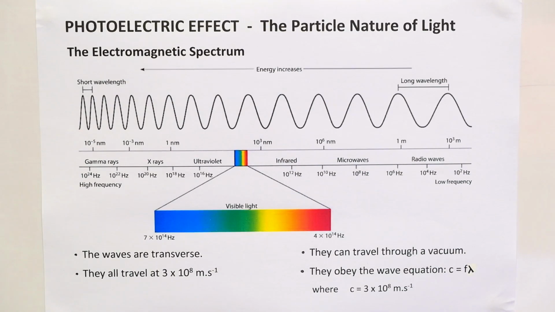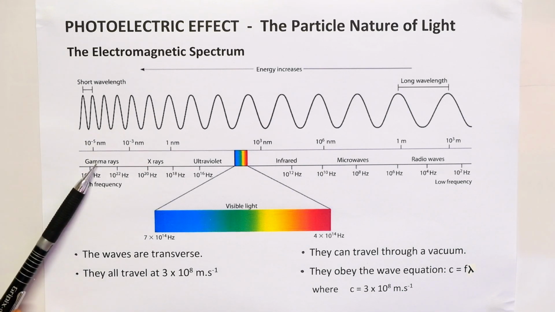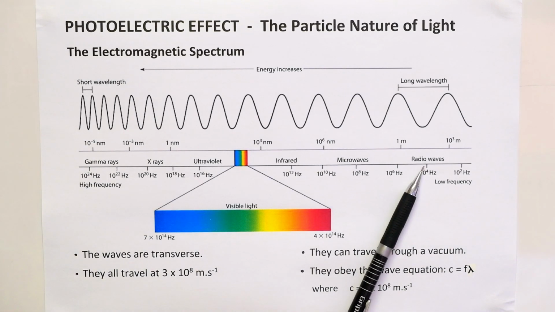The photoelectric effect and the particle nature of light. Before we can study the photoelectric effect, we need to look at the electromagnetic spectrum. There are some facts that you really need to know very well. The electromagnetic spectrum is made up of 7 parts, from gamma rays right down to radio waves.